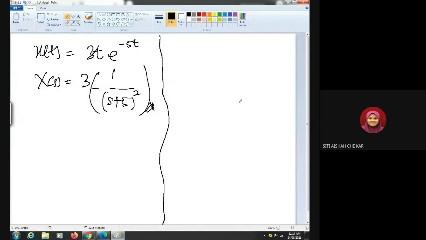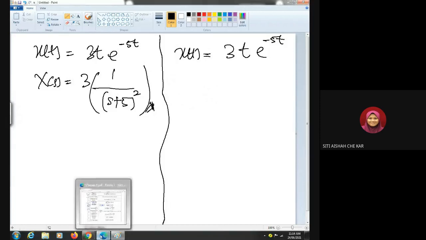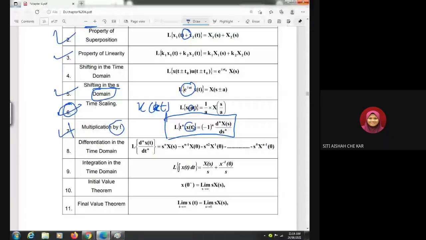Okay, sekarang kita buat terbalik. Kita tak guna yang tadi, kita guna properties yang lain. Is it produce the same answer or not? Okay, so kita akan guna properties ni. Properties ini. So dia kata apa-apa saja xt kalau kita ada, when we multiply t power of n, your answer is this one. You have to differentiate the Laplace transform ni lah.